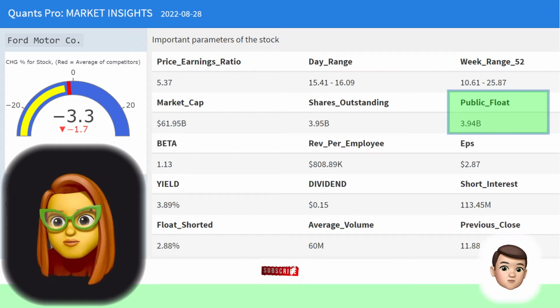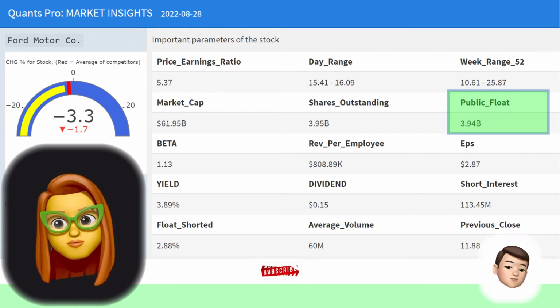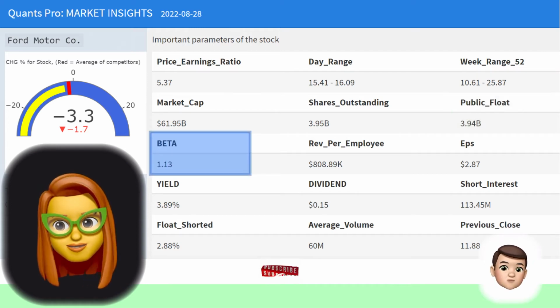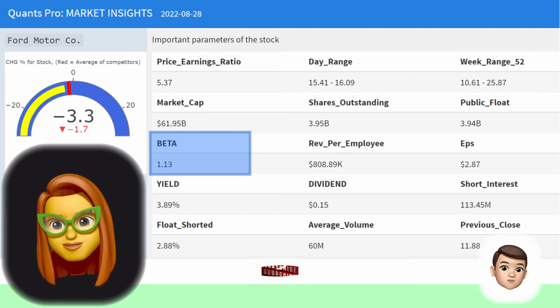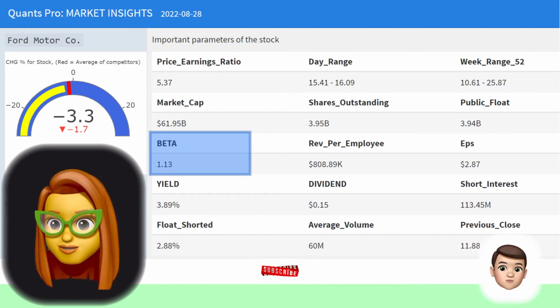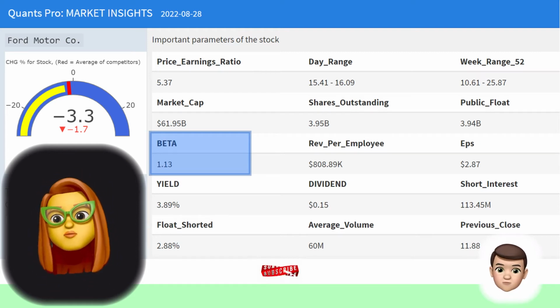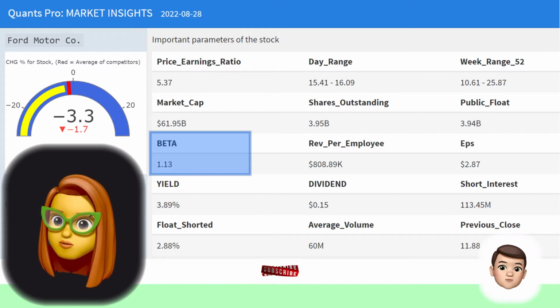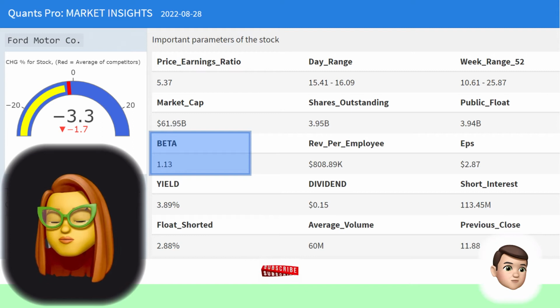Public float value is as in the table. Public float may refer to all the shares outstanding that can be publicly traded. The company's beta value is as in the table. A beta value greater than 1 indicates that the stock of the company oscillates more than the market average. This indicates high volatility. On the contrary, if it is less than 1, it indicates that it has a volatility below the market average.